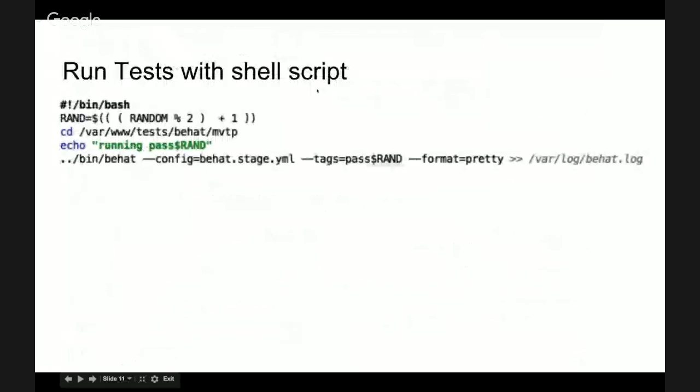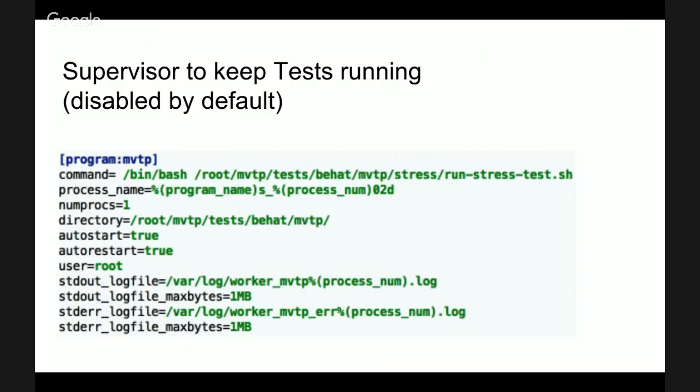But this shell script runs only once, and then it stops. For our workers, we needed to run this Behat test indefinitely. So we used Supervisor to run that. Supervisor is a system daemon that you can install, and it can take care of keeping a number of processes running in your system.